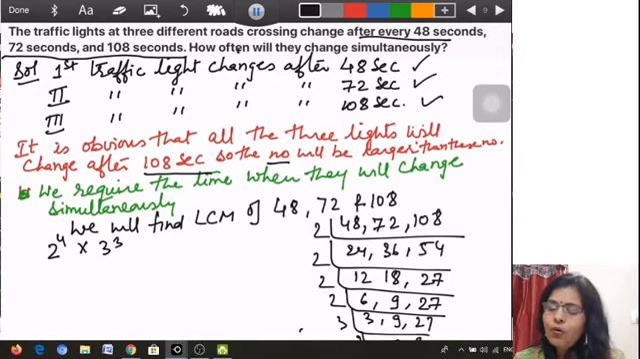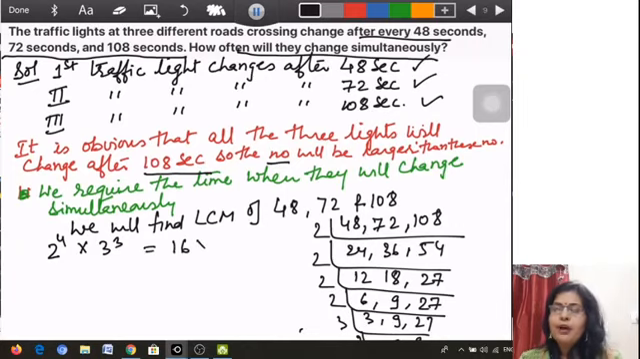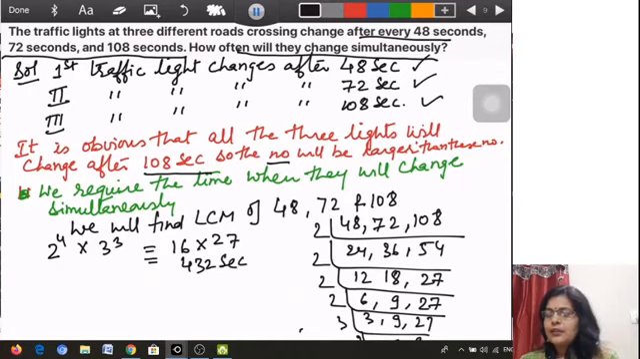Now they are asking how often will they change simultaneously. So first of all we will just calculate. 2 to the power 4 is 16, 3 cubed is 27. So after calculating, we find that it is 432 seconds. Now because they are asking the time, we have to convert it, so we divide 432 by 60.